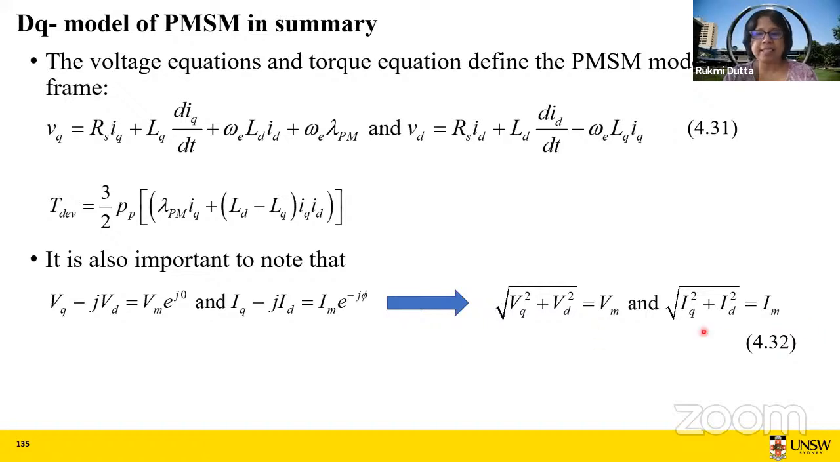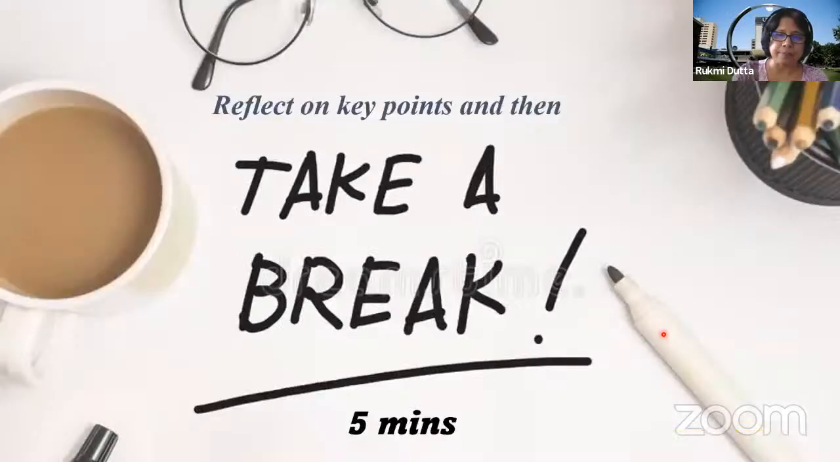Okay, so these are the important key points here for understanding the control DQ model. So maybe we can take a break here for 5 minutes, and then we will discuss the FOC, or field oriented control.